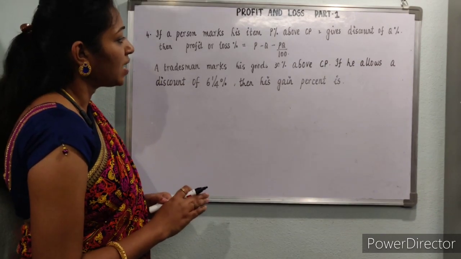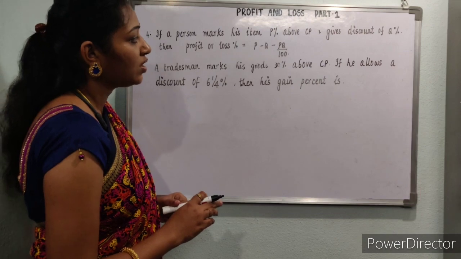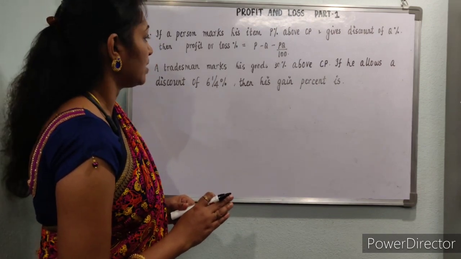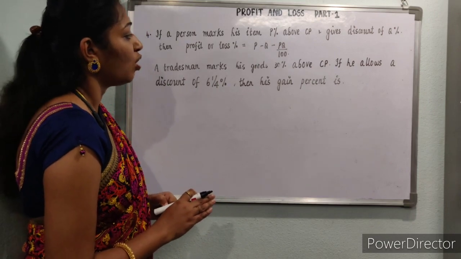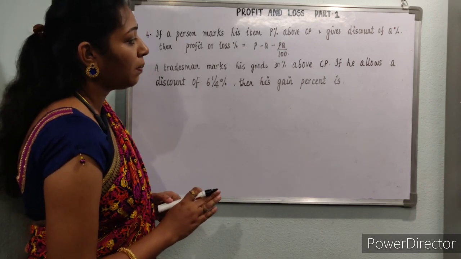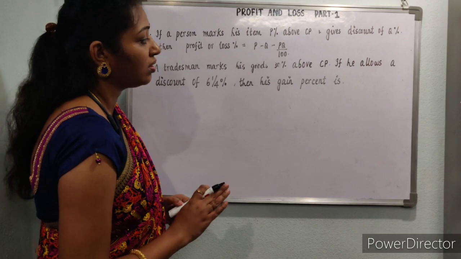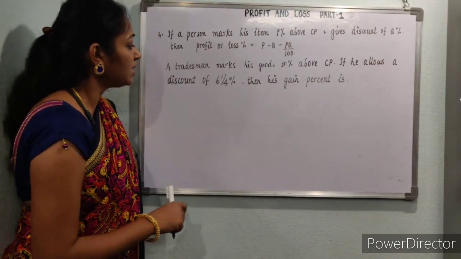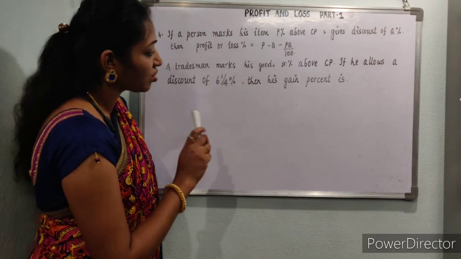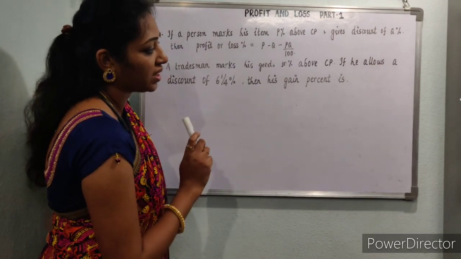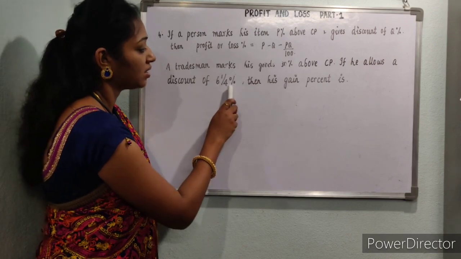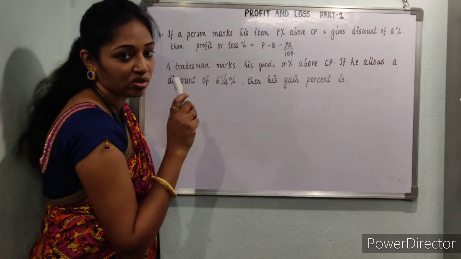So this is the fourth formula. If a person marks his item P percentage above cost price and gives a discount of Q percentage, then the profit or loss percentage is equal to P minus Q minus PQ divided by 100. So now let's go to the problem. The problem is: a tradesman marks his goods 30% above cost price. If he allows a discount of 6 1/4%, then his gain percentage is.